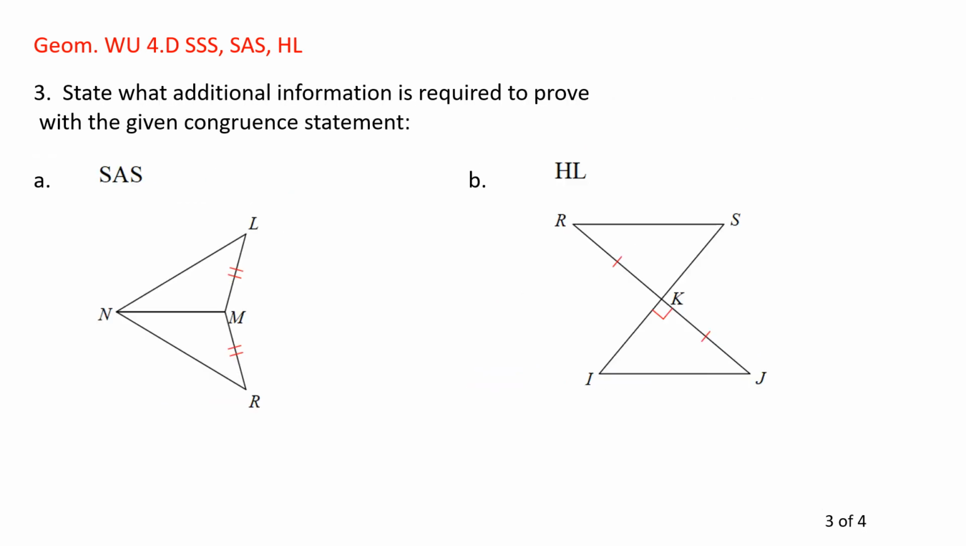This is going backwards. It asks what additional information is required. I want to prove this using side, angle, side. I already know 2 sides. I also know, without them telling me, that this is congruent to itself. So I have 2 sides. I must have the included angle. So I must prove that that angle is congruent to that. That's what I would say.